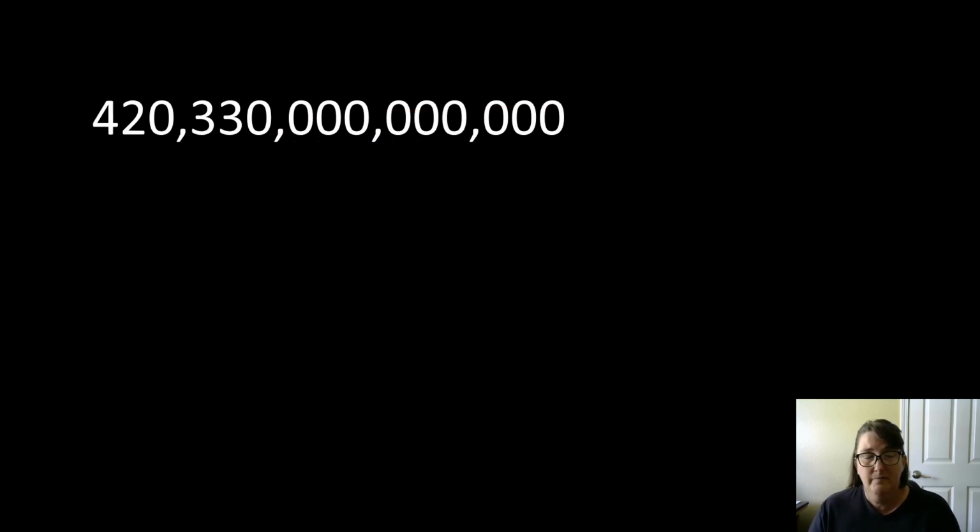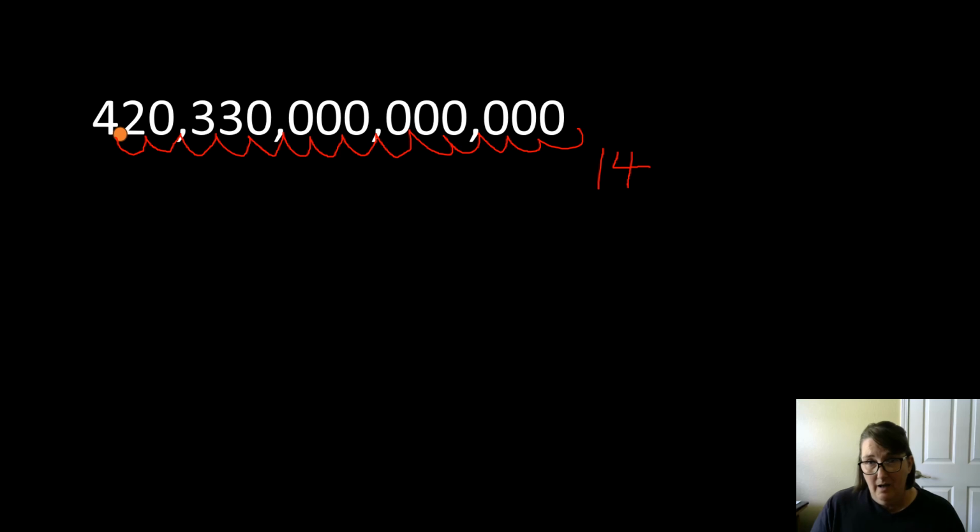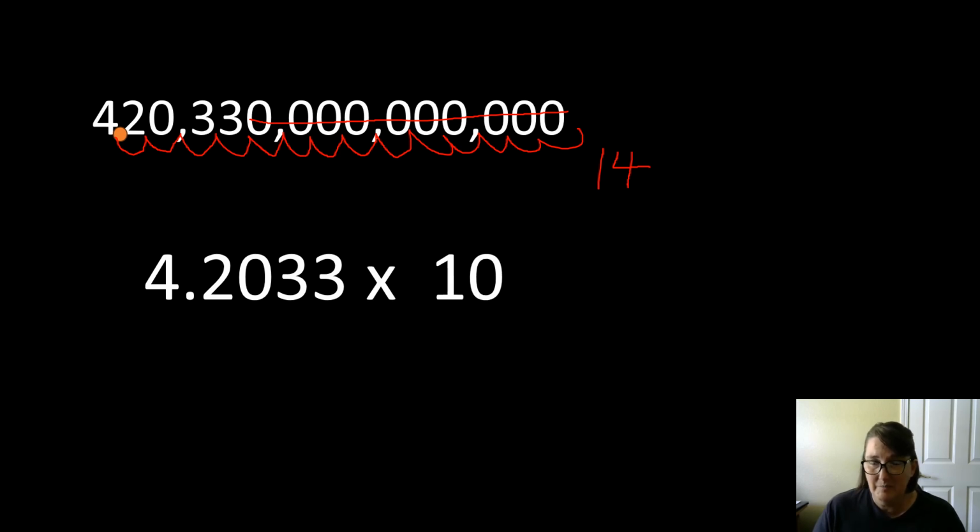All right, let's look at this number. Again, I start on this side and find my first whole number, which is 4. So my decimal point will go after that 4. I count over how many places it takes to get to the end: 1, 2, 3, 4, 5, 6, 7, 8, 9, 10, 11, 12, 13, 14. Then I drop my zeros and rewrite my number: 4.2033 times 10, and my exponent is 14.